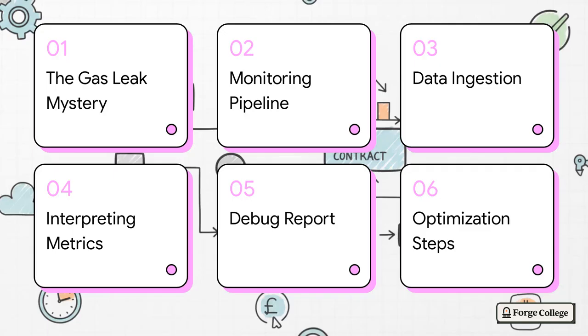All right, here is our quick roadmap for today's explainer. 1. The gas leak mystery. 2. Building the monitoring pipeline. 3. Ingesting and extracting data. 4. Interpreting your metrics. 5. Generating the debug report. And finally, 6. Next steps for optimization. Let's get right into it.